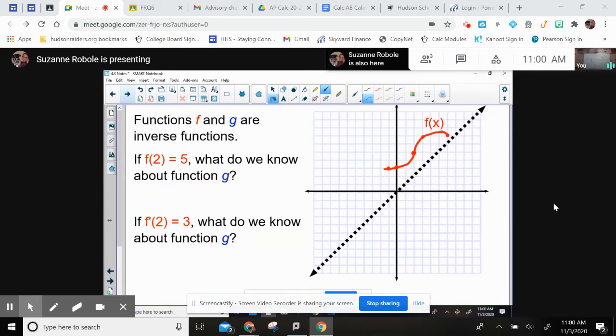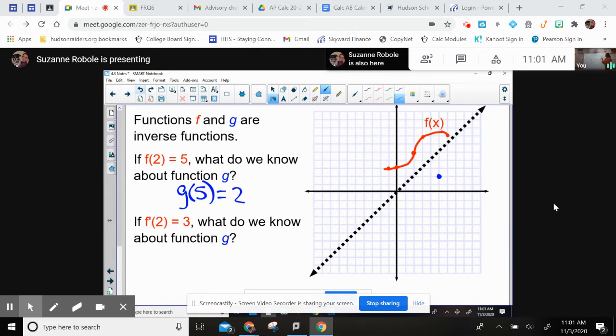Functions f and g are inverse functions, so I gave you 2 different letters, so it might be a little bit easier. F of 2 equals 5. What do we know about function g? Well, since it's an inverse, your x and y are going to be flip-flopped. So g of 5 equals 2, and I can plot that: 1, 2, 3, 4, 5, and 2. They are going to be mirrored across the line y equals x.